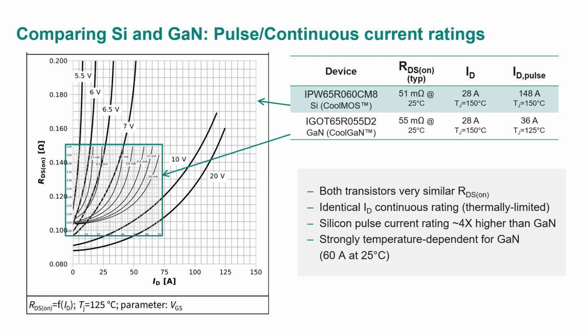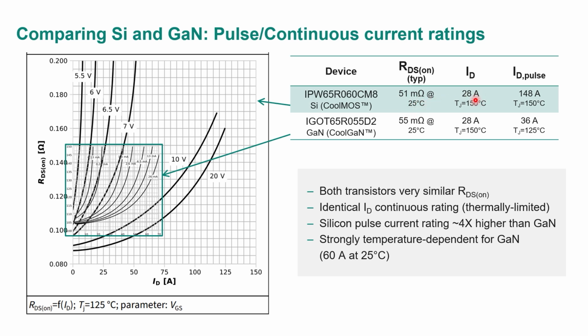It's a very high performance transistor. One of the key areas where you'll see big differences is in the peak current handling capability. So I've made a chart here overlaying. Let's start with the device. This is a CoolMOS big silicon transistor, 51 milliohm rated at 25 degrees C.